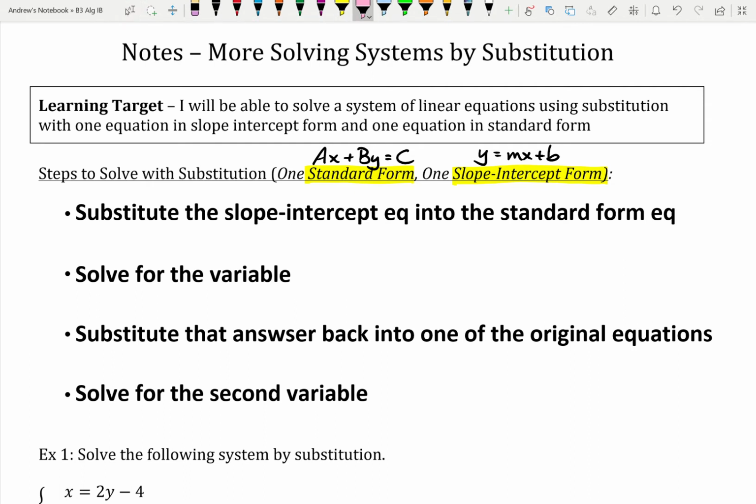The slope-intercept equation is y equals mx plus b. So we've got that mx plus b part that y is equal to. What we're going to do is take that and substitute it in for where the y is in the standard form equation. Because if y is equal to mx plus b, we can shove that in for where the other y is. After that, we're going to have an equation that just has x's floating around. We can solve for a variable. We then substitute that back into one of those original equations and solve for the second variable, really similarly to how we did things a little bit earlier in the week.